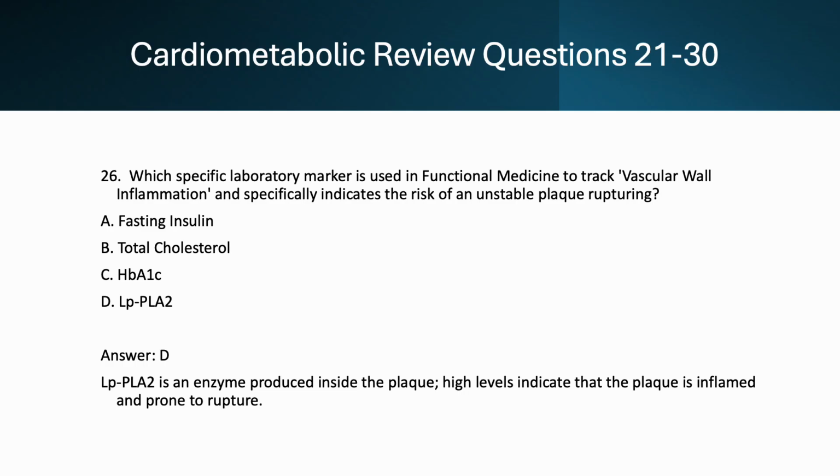rupture. A is incorrect because fasting insulin is a marker of metabolic dysfunction and insulin resistance, not of plaque instability. B is incorrect because total cholesterol measures lipid levels but does not indicate plaque inflammation. C is incorrect because hemoglobin A1C is a marker of long-term glucose control but not vascular inflammation. So overall, the correct answer is D, lipoprotein-associated phospholipase A2.